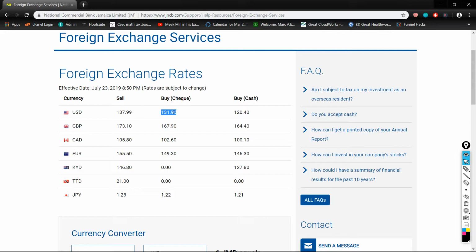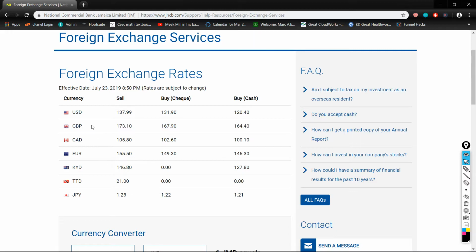And if you come to buy US dollars cash, it's 120 and 40 cents that they're going to give you. So if you want to change your US into Jamaican, they're going to change it at $120.40. So yeah, that really sucks, but that's just how the bank works. So these are other buying and selling rates. The bank will buy it from you at this rate and sell it to you at this rate. That's how things really go at the bank.